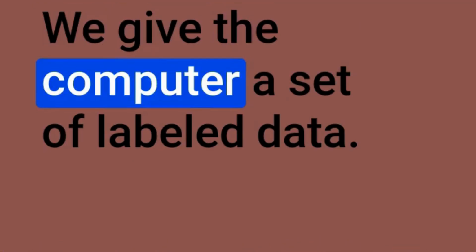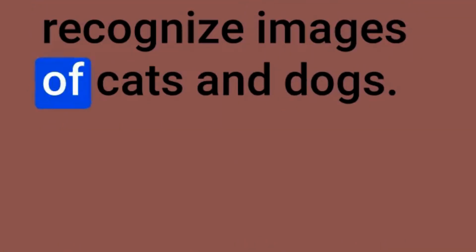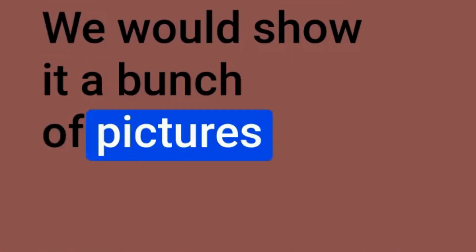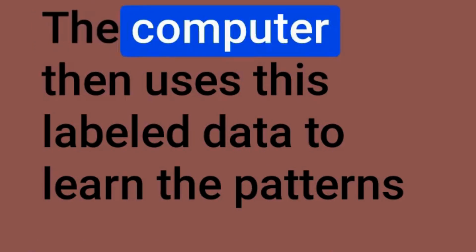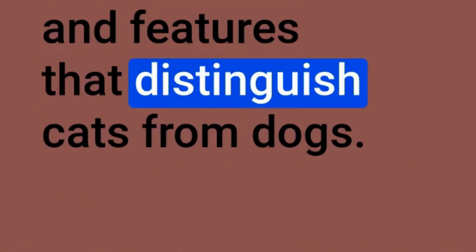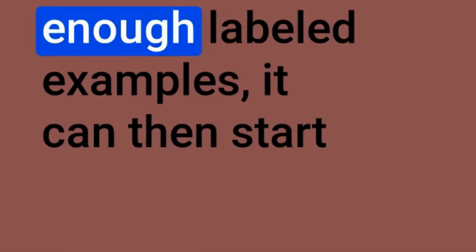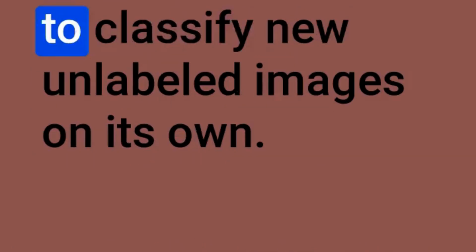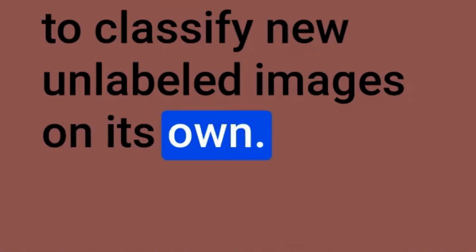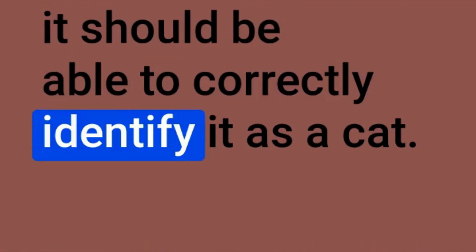We give the computer a set of labeled data, meaning data where the desired outcome is already known. For example, if we want to teach a computer to recognize images of cats and dogs, we would show it a bunch of pictures labeled as either cat or dog. The computer then uses this labeled data to learn the patterns and features that distinguish cats from dogs. So it's like the computer is learning from a teacher who's providing the correct answers. Exactly. And once the computer has learned from enough labeled examples, it can then start to classify new unlabeled images on its own. So if we show it a picture of a cat it's never seen before, it should be able to correctly identify it as a cat.